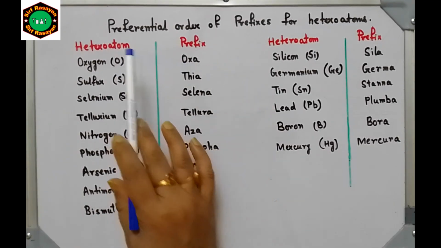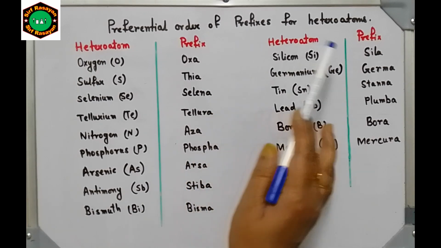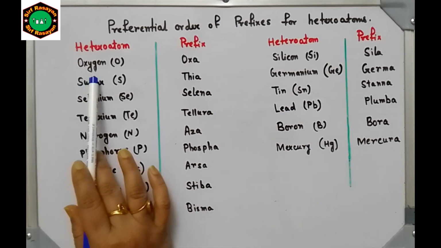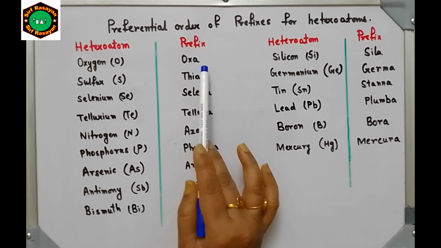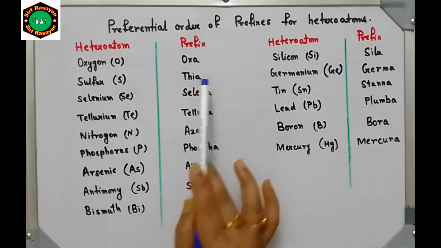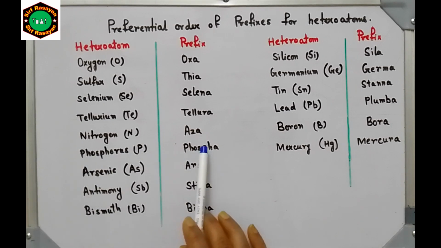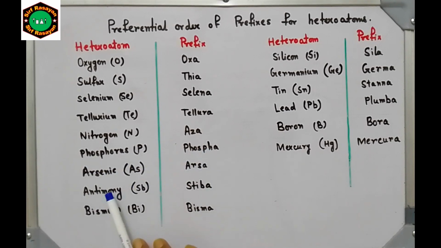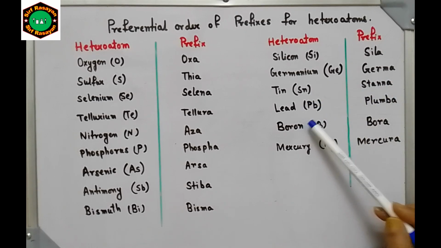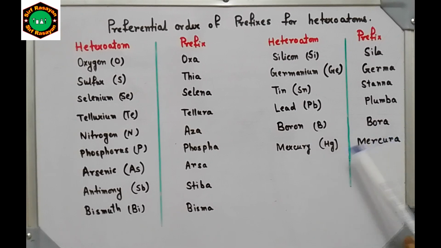Now we will study the preferential order of prefixes for heteroatoms. For oxygen, you have to use the prefix oxa. Mind it, it's oxa, not oxo. For sulfur, thia. For selenium, selena. For tellurium, tellura. For nitrogen, aza. For phosphorus, phospha. For arsenic, arsa. Antimony, stiba. For bismuth, bisma. For silicon, sila. For germanium, germa. For tin, stanna. For lead, plumba. For boron, bora. For mercury, mercura.